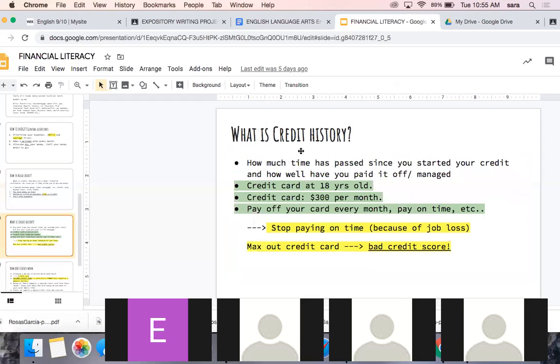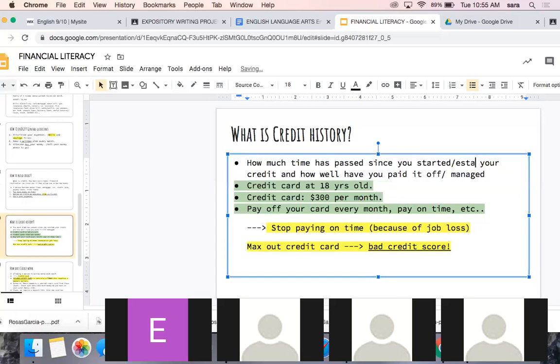But moving on, there's something called credit history. Okay, and credit history is just how much time has passed since you started or established your credit, and how well you have paid it off. So two things: how well you've managed it, and how old is it? Like how much time has it been since you started it? So we gave it a little scenario.